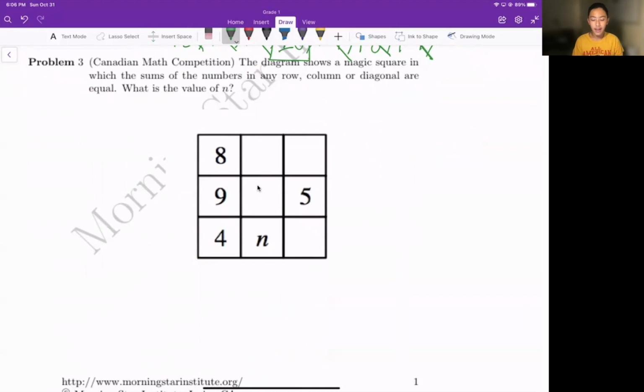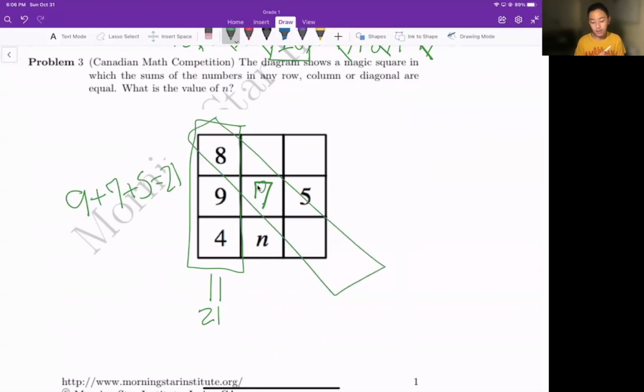For problem 3, it says the diagram shows a magic square in which the sum of the numbers in any row, column, or diagonal are equivalent. So what is the value of n? First of all, 8 plus 9 and 4, their sum is 21. So we know that each row, column, or diagonal should be 21. Next we need to find this number, and that number is 7 because 9 plus 7 plus 5 is also 21. Next, for this diagonal, we need to figure out this number in order to solve n, and this number should be 6 because 8 plus 7 plus 6 is 21.